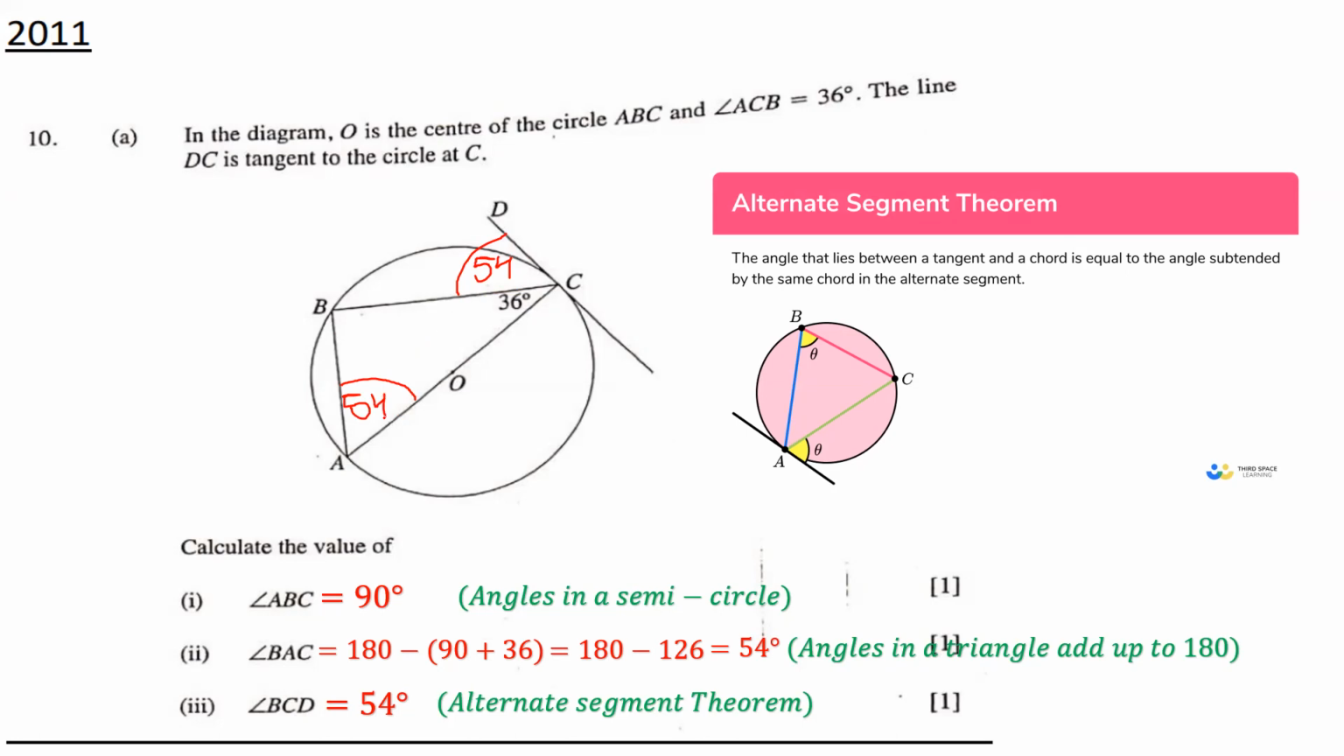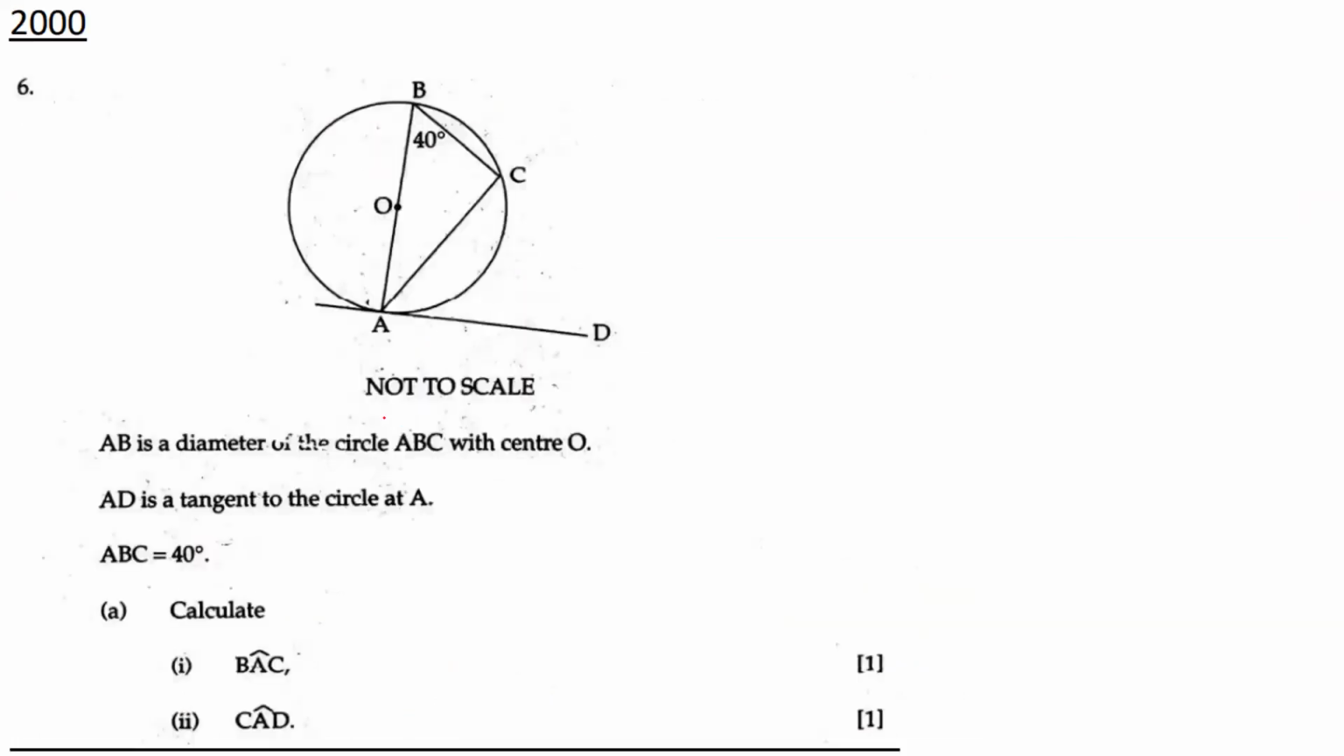Okay, let's move on to the next question. It says AB is a diameter of the circle ABC with center O. AD is a tangent to the circle at A, and angle ABC is 40 degrees. Calculate angle BAC.